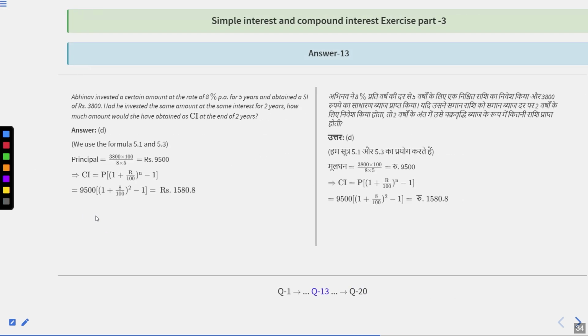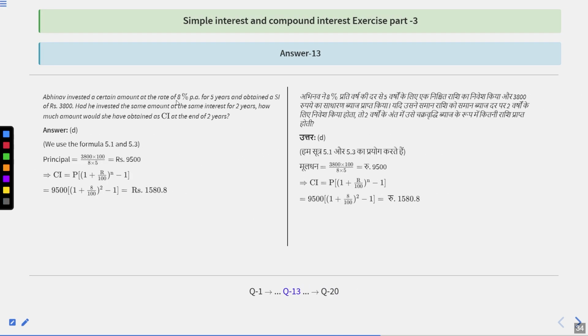Now time's up. Let's see the solution. Question says that Abhinav invested a certain amount at the rate of 8% per annum for 5 years at simple interest of rupees 3800. Clear? So we got the simple interest is 3800. So principal will be 3800 multiplied by 100 upon 8 into 5, because we know the rate of interest and time. So we get the principal amount, which is 9500. So what will be the compound interest for 2 years? Same way, we know the principal, the rate of interest, and the time. So we just put the values in the formula of compound interest. So 9500 in the bracket 1 plus 8 upon 100 square minus 1, which becomes 1580.8 rupees. This is the correct answer.